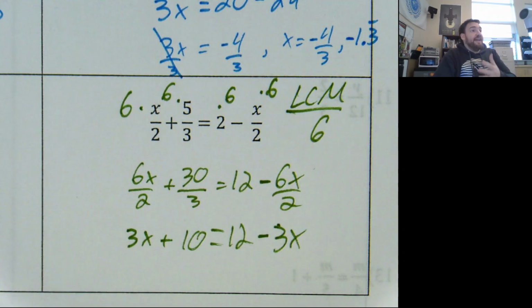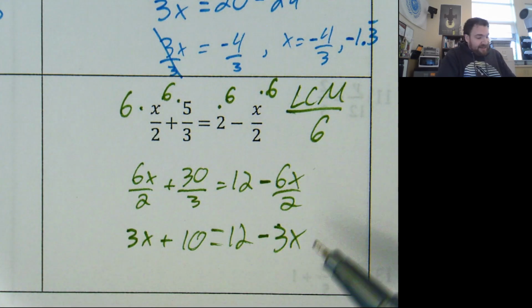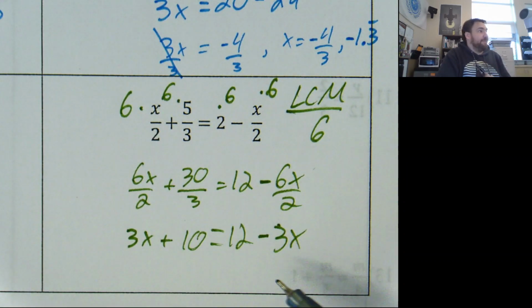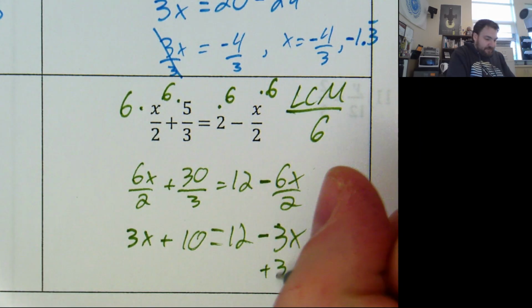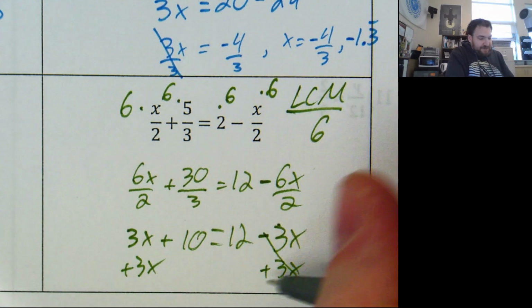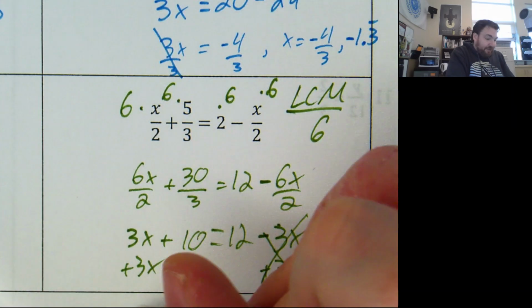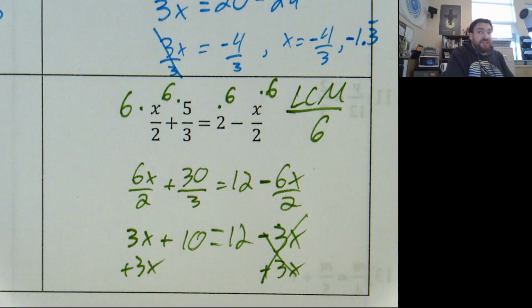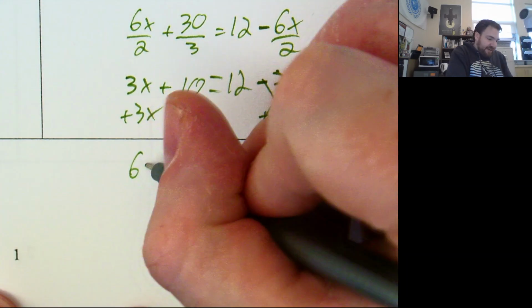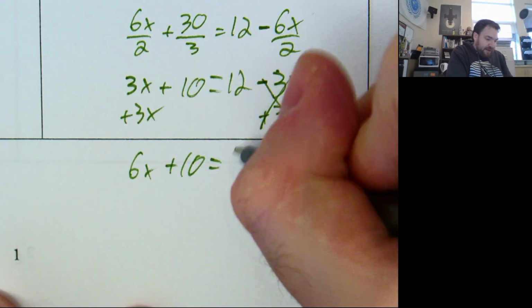Now I want to get all the x's to one side, all the numbers to the other. So to get the x's to the same side, the smart move here is to do what? Yes, add 3x to both sides. Because on the right-hand side, I've got a negative 3x plus 3x is gone. On the left-hand side, I've got 3x plus 3x, which is? You bet. So I'm going to get 6x plus 10 equals 12.